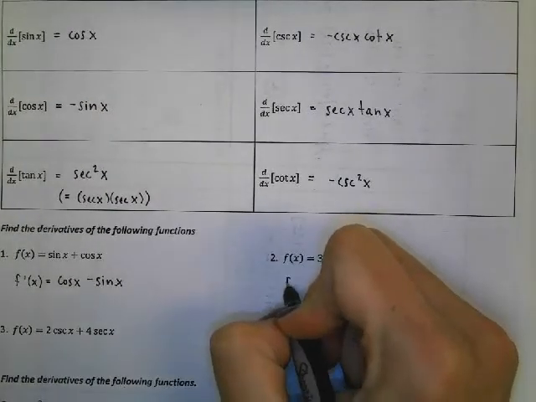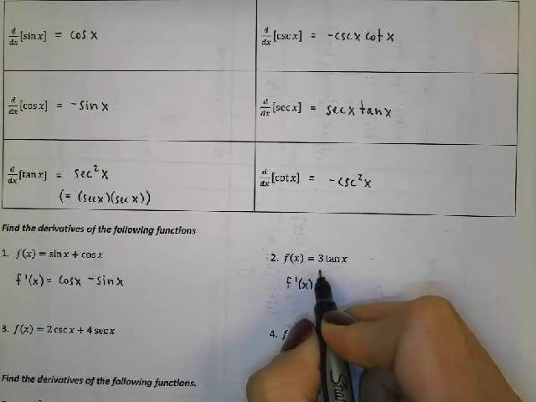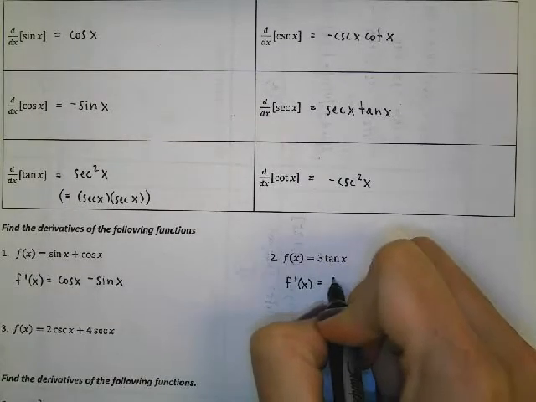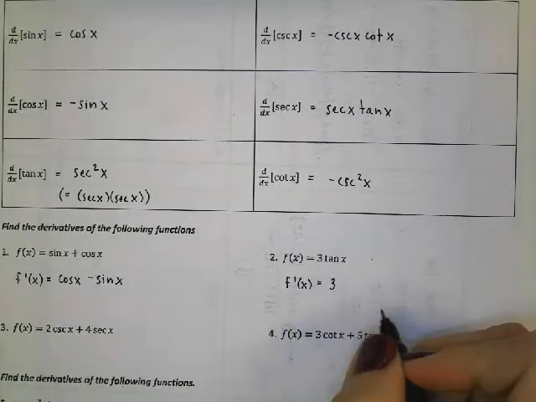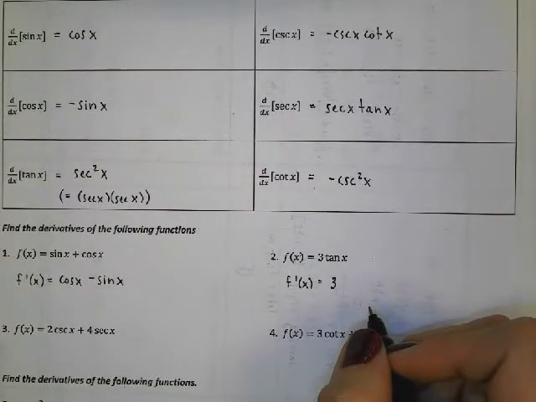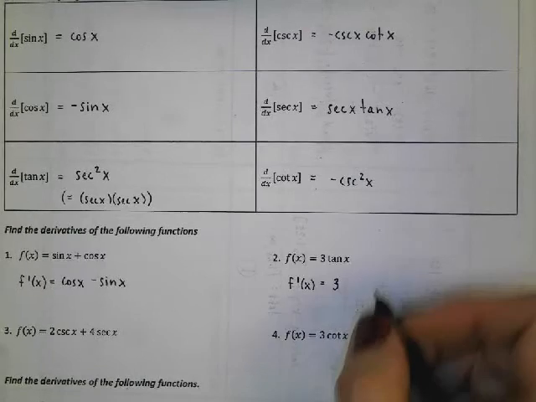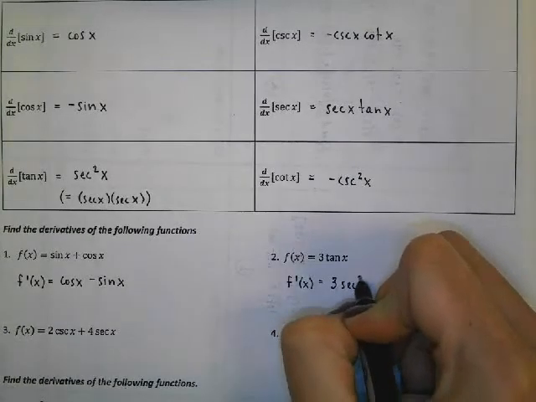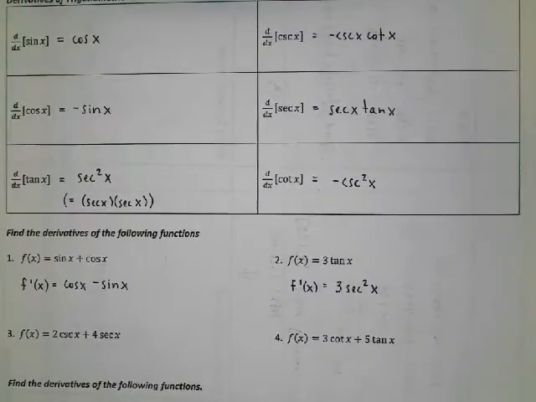For my second one, f prime of x, I know the derivative of a constant times a function is just a constant times the derivative of that function. So my derivative is going to be 3 times the derivative of tangent of x, which is secant squared of x.